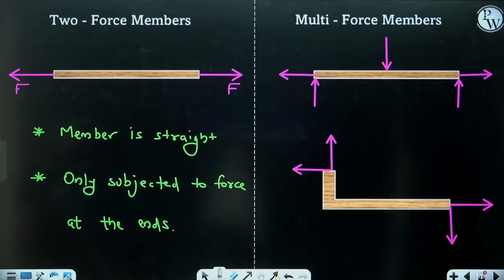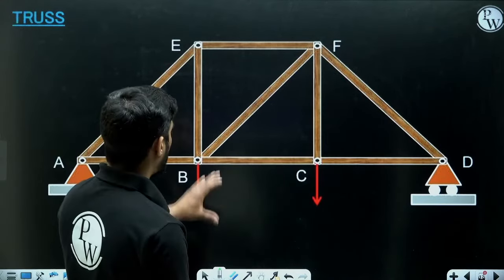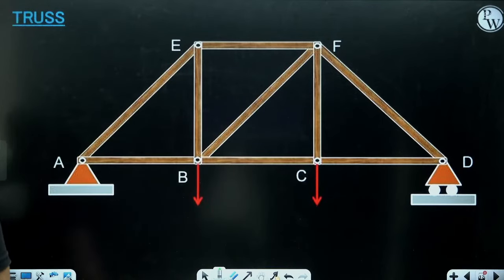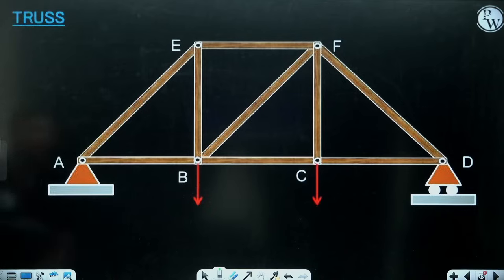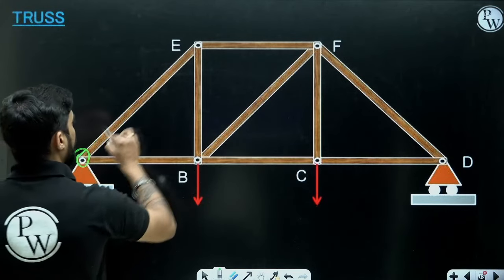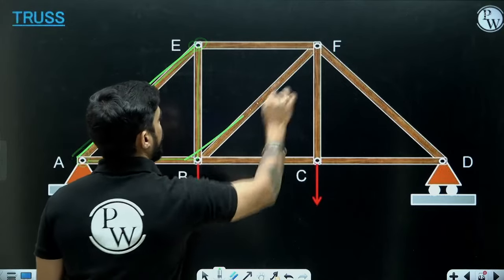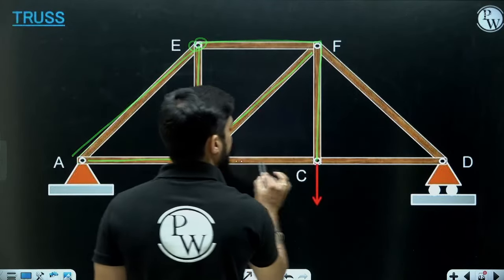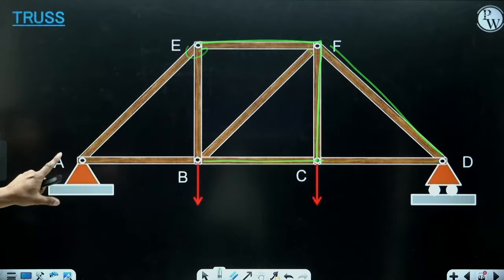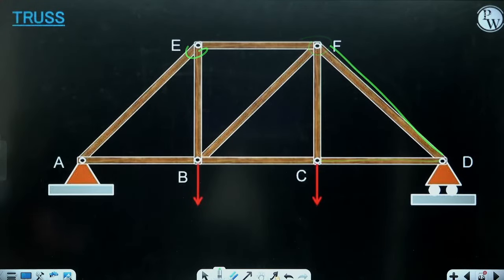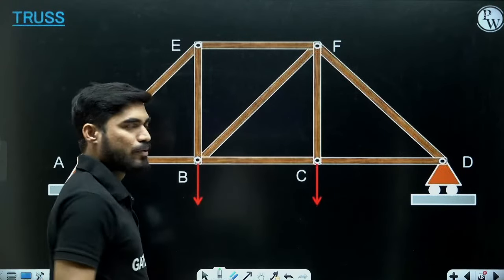Okay? Chalo. So this is a truss. Okay, I have drawn a very beautiful diagram for you of a truss. You can see how each member is only connected at the ends and how each member is straight member. Can you see? All members are straight members and they are only connected at the ends. The load is also acting only at the ends. Okay, nowhere else. Okay, so this is a truss, a beautiful truss.